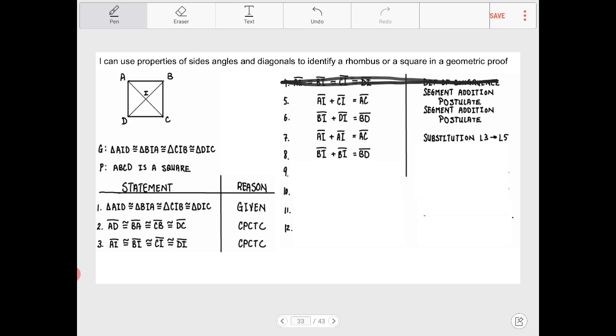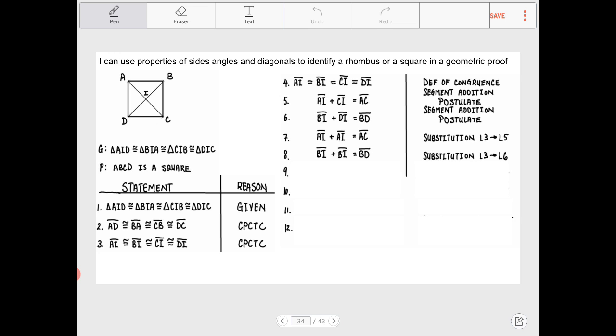Next, I also know that BI plus BI is equal to BD because I am replacing DI with BI, and that is also because I am substituting information from line 3 into line 6. So now that I have this, I know that AI plus AI is equal to AC from line 7. I know that BI plus BI is equal to BD from line 8.